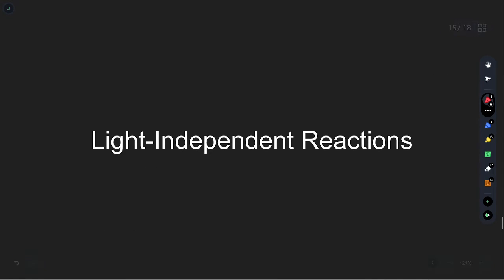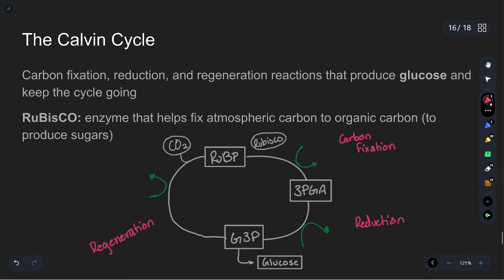Okay, so now we can get on to the second half of this video, which is light-independent reactions. And this is modeled by the Calvin cycle. The Calvin cycle includes carbon fixation, reduction, and regeneration reactions that eventually produce glucose. So we'll start with carbon fixation first.